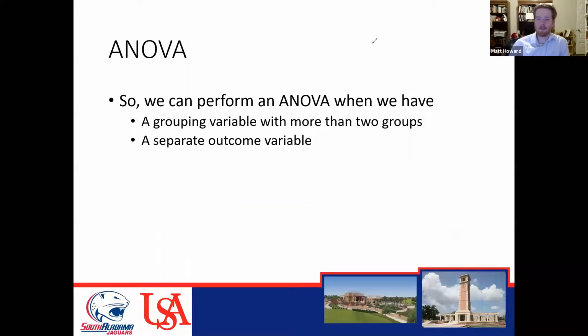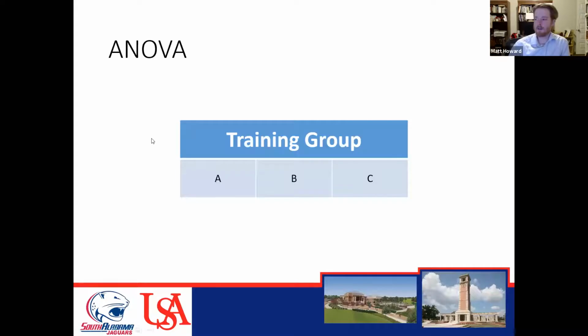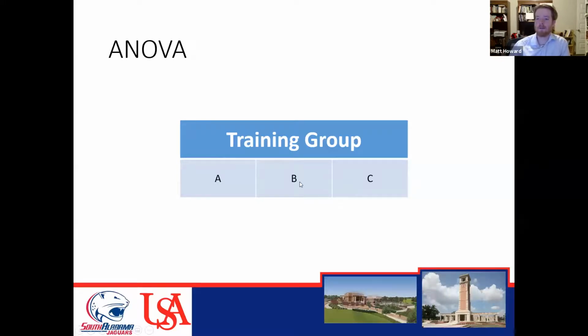Okay, so moving forward, once again, we can perform an ANOVA when we have a grouping variable with more than two groups and a separate outcome variable. So the example we've been using over and over is that we might have a training group with group A, group B, and group C, and we might want to see whether the performance of the employees in these three different groups significantly differ. So that could give us an inference of whether those who went through training A might be better than B and C, whether B is better than A and C, and whether C is better than A and B. So we can just do an ANOVA to see, is there an overall difference among those groups?